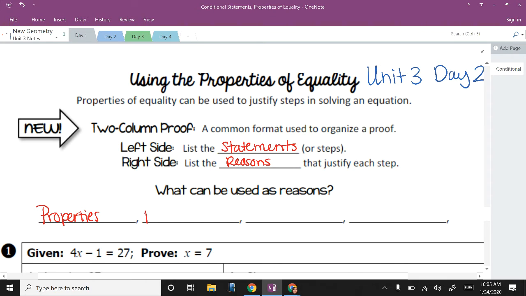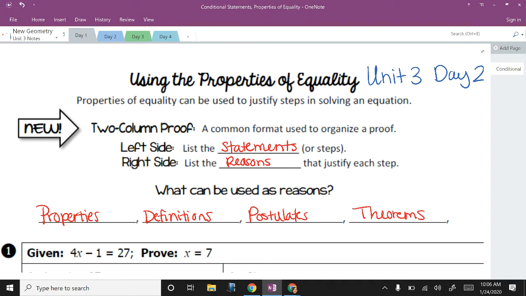We can use definitions for reasons. We can use postulates. And we're going to learn about postulates and theorems later. And we're going to learn, we can use theorems. So these could all be what we could use for a reason for our proof, in the reasons part of the table for our proofs. So the left side is our steps to explaining something. The right side is the reason for each step.